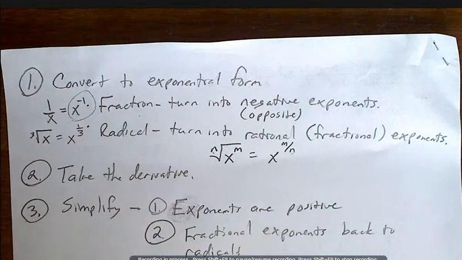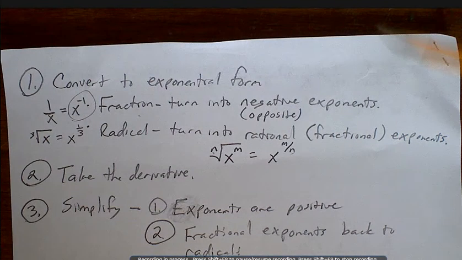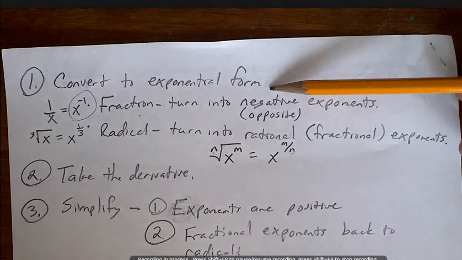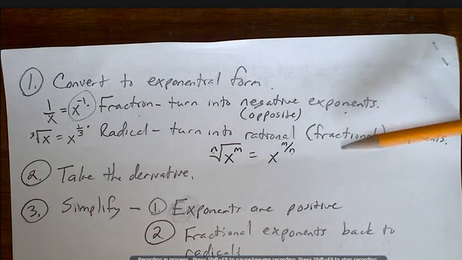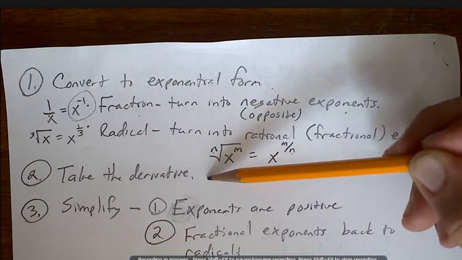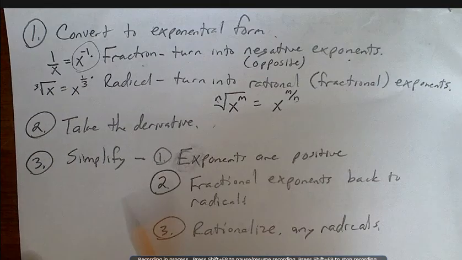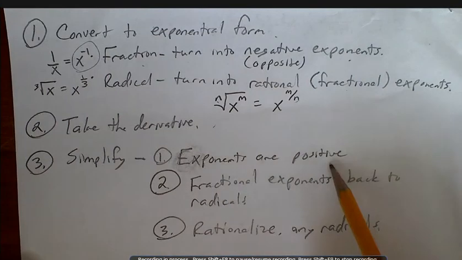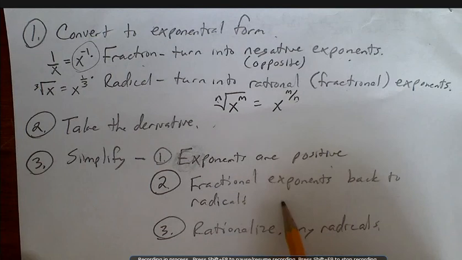So first thing you want to do is convert to exponential form, meaning getting rid of your fractions and your radicals. Then take the derivative, and then simplify such that your exponents are positive for your final answer, your fractional exponents turn back into radicals, and rationalize the radicals when possible.